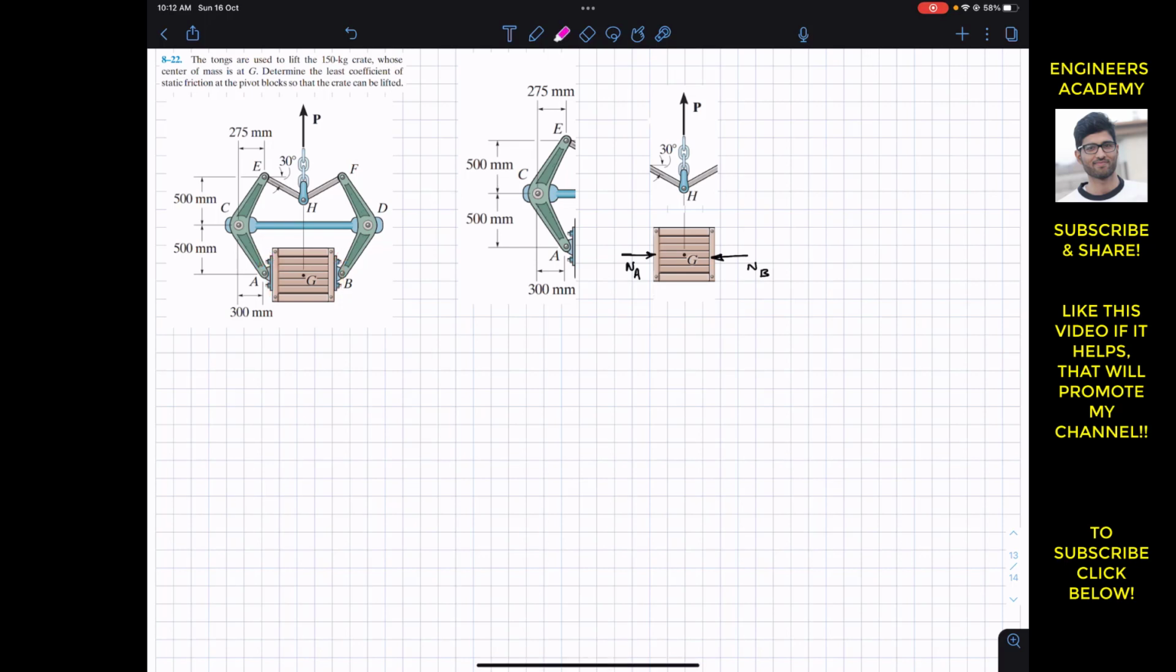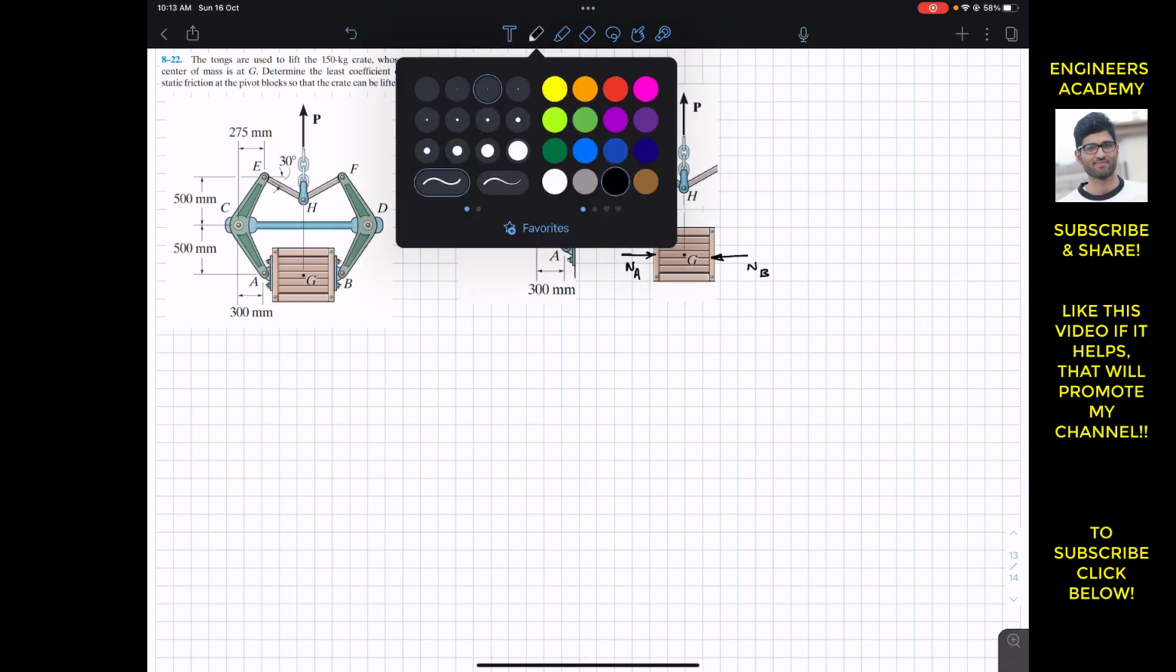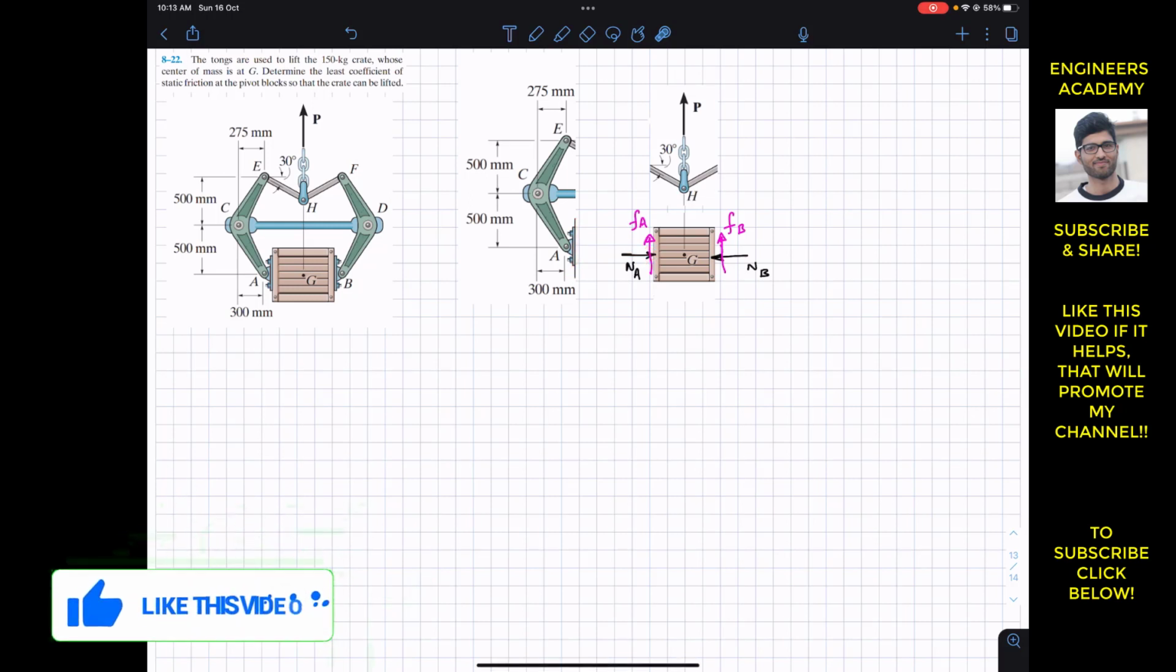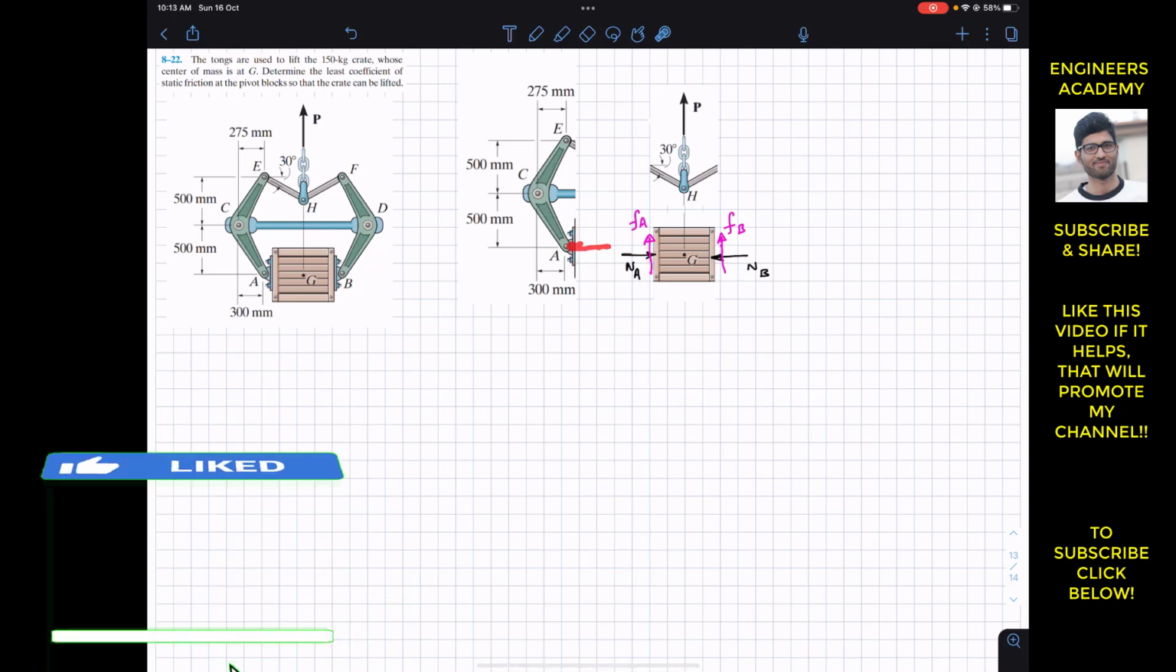So we will have the friction force in the upward direction like this, and similarly we will have the friction force in the upward direction like this. So this will be FA and this will be FB. So now if this part applies the normal force on the crate in this direction, then as a reaction the box will apply the same force on this part in the opposite direction.